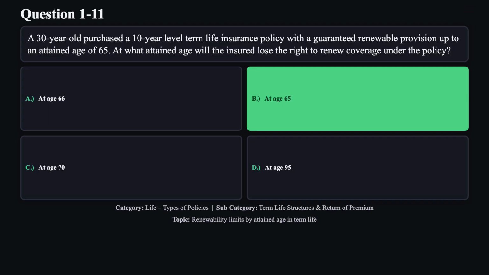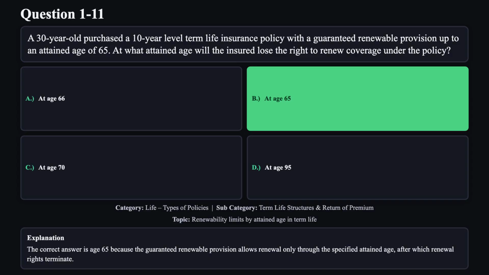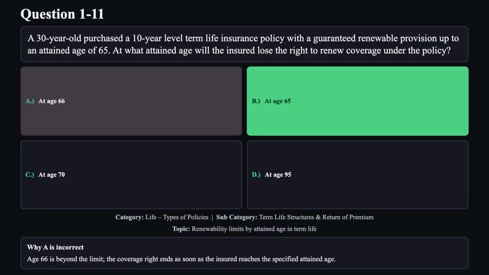The correct answer is B. The correct answer is age 65 because the guaranteed renewable provision allows renewal only through the specified attained age, after which renewal rights terminate. Reason A is not correct. Age 66 is beyond the limit. The coverage right ends as soon as the insured reaches the specified attained age.